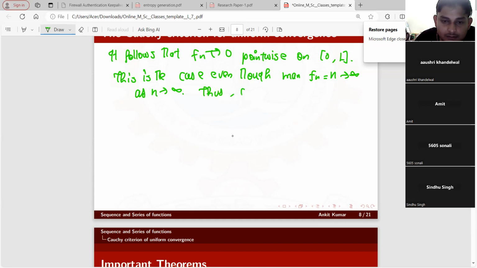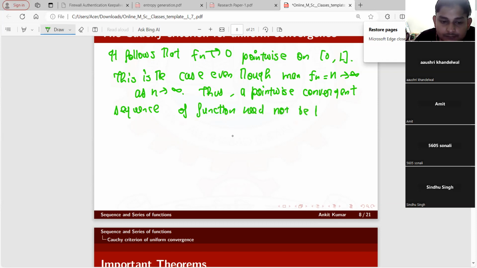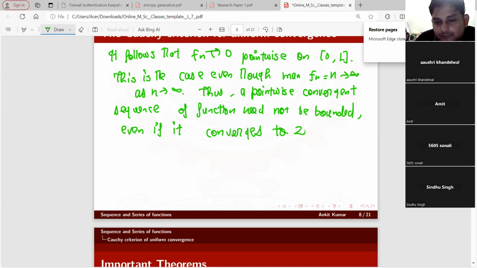Thus, a pointwise convergent sequence of functions need not be bounded, even if it converges to 0.